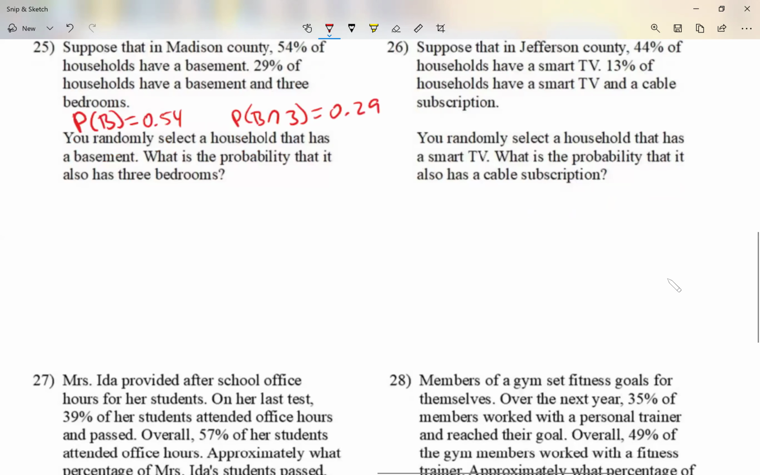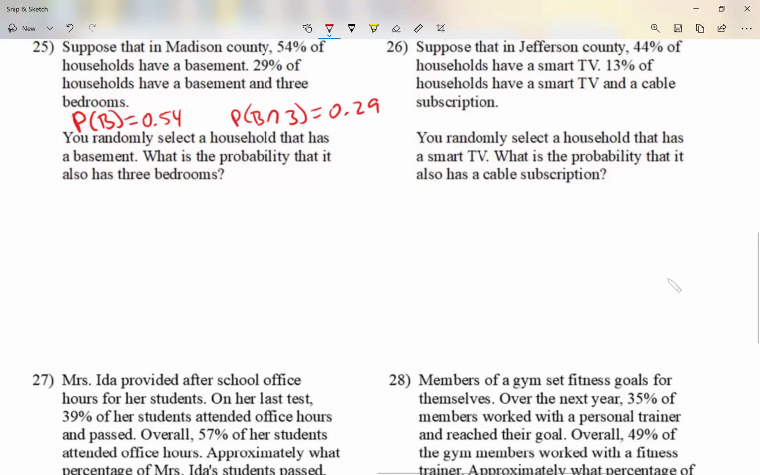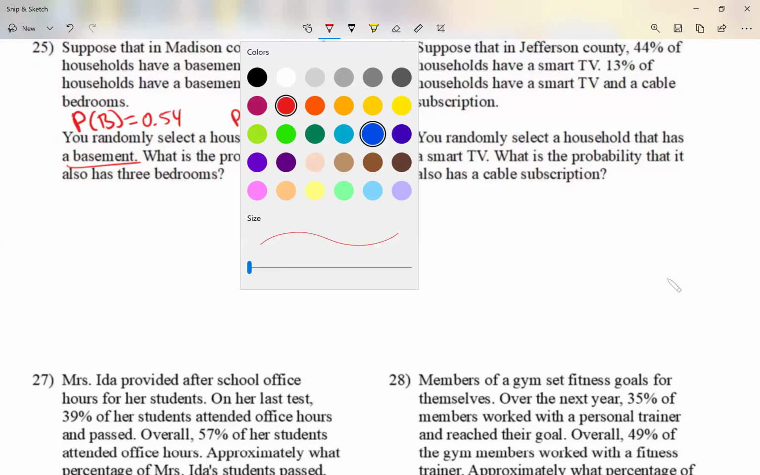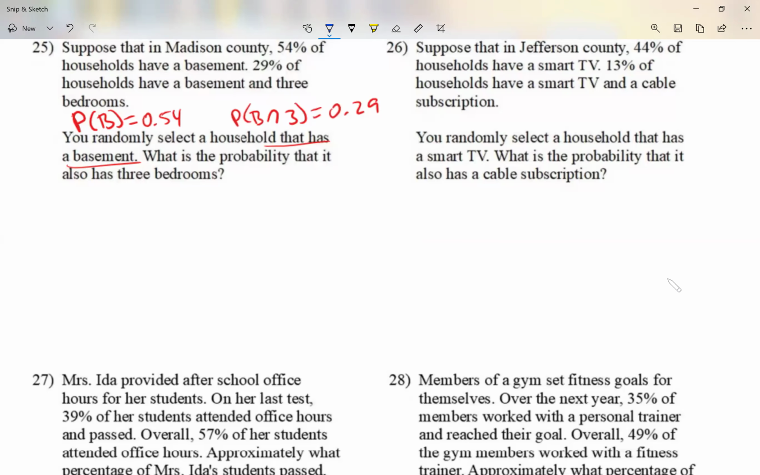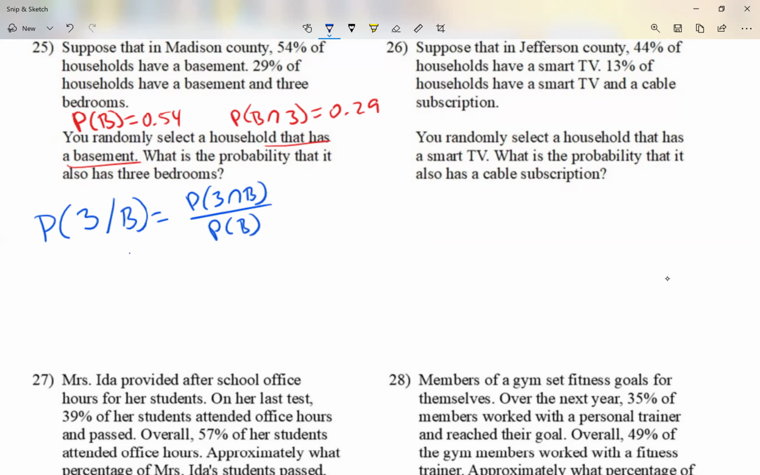Now say you randomly select a household that has a basement. So I chose something that has a basement. Given that it has a basement, what is the probability that it has three bedrooms? Okay, so I remember my formulas. I have to go, what's the probability that it has three bedrooms and a basement divided by the probability that it has a basement? My B is my second letter, so that's what goes at the bottom.